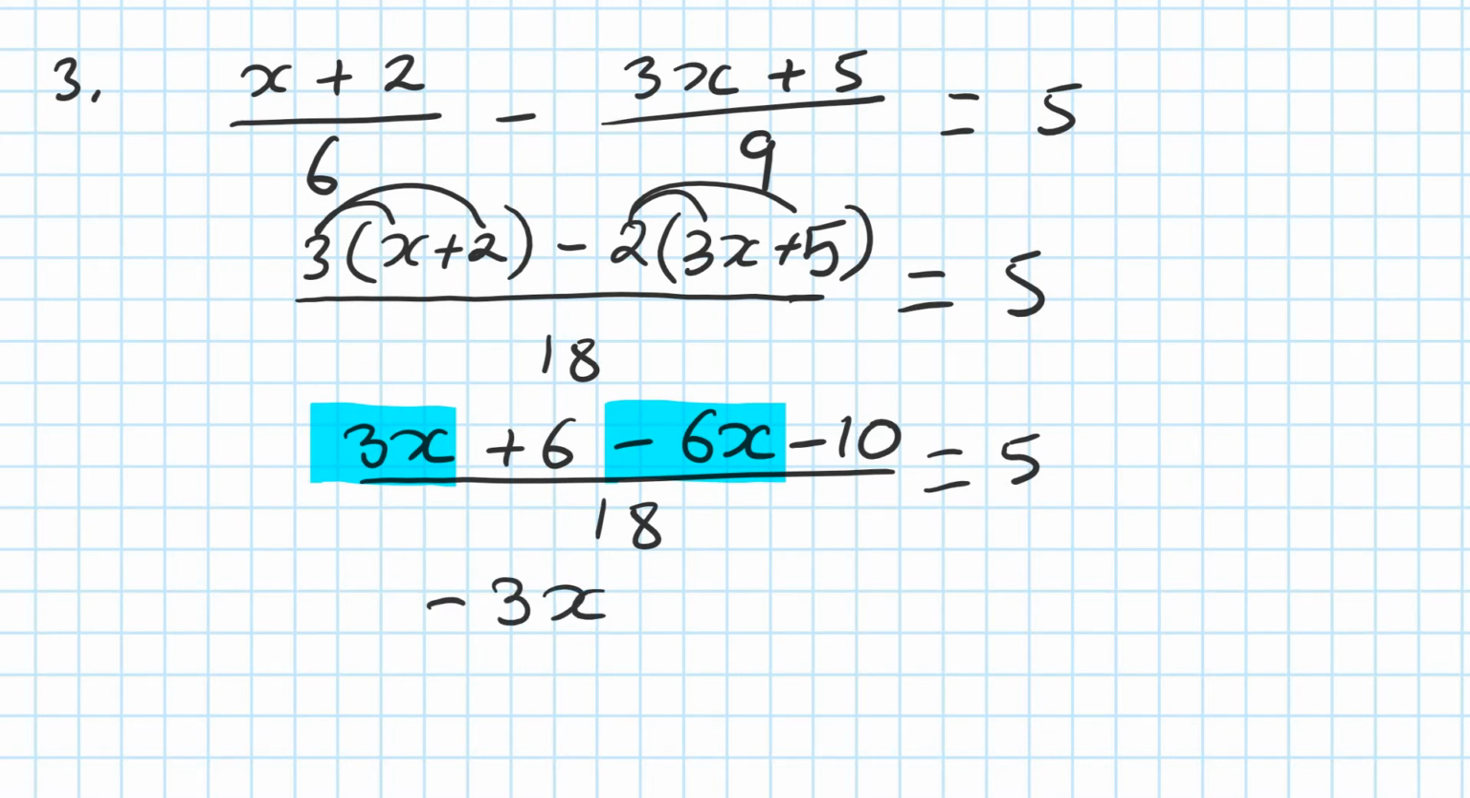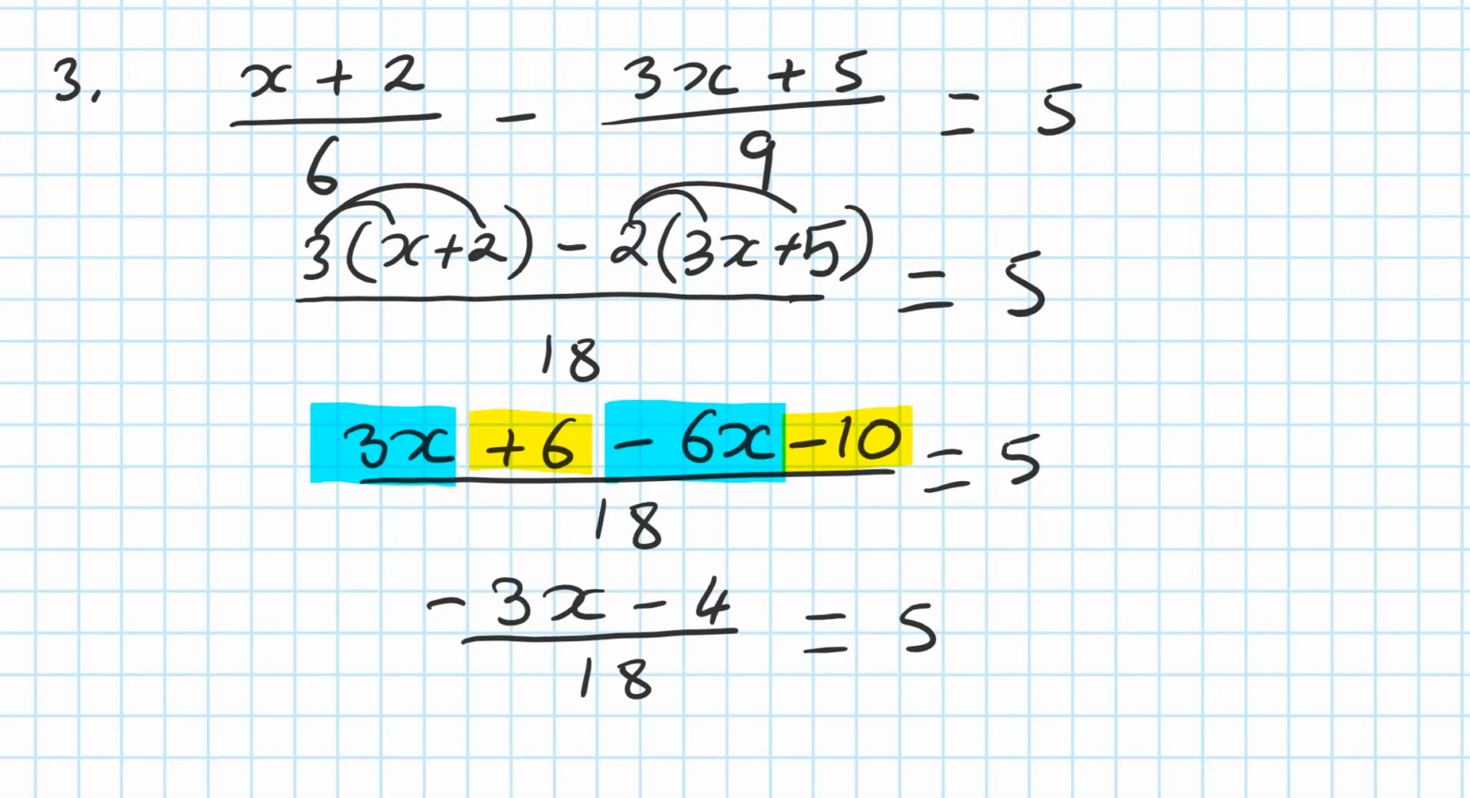And then 6 minus 10 is minus 4. Now if you forgot your directed numbers, of course you can use a calculator, okay? And just follow the same process. So now that's equal to 5.